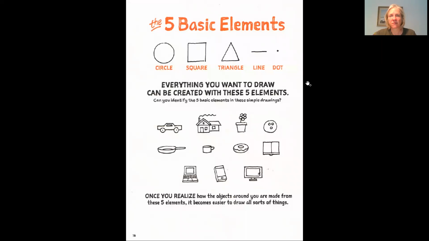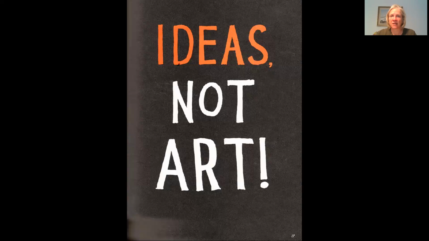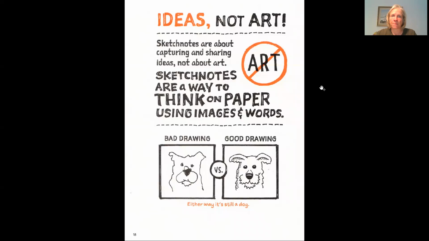And he makes the point that there are 5 basic elements that you need to have great sketch notes: the circle, the square, the triangle, the line, and the dot. And you can see from these images that every single one of them is pretty much represented using those 5 basic elements, except maybe the donut, which is using ovals. But I think you get the point. It's not meant to be art. They're meant to be representations of ideas or of things that are quickly captured on the page. So like I said, ideas, not art. And as you can see, they're about thinking on paper.